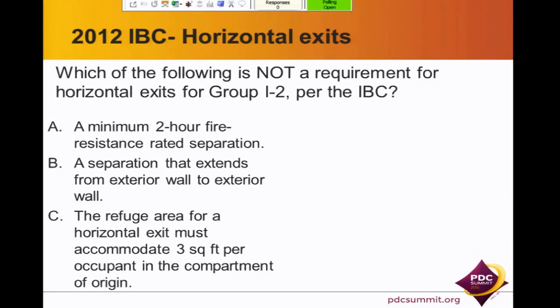Along those same lines, which of the following is not a requirement for horizontal exits for Group I-2 per the IBC? We'll close the polling in just a moment.